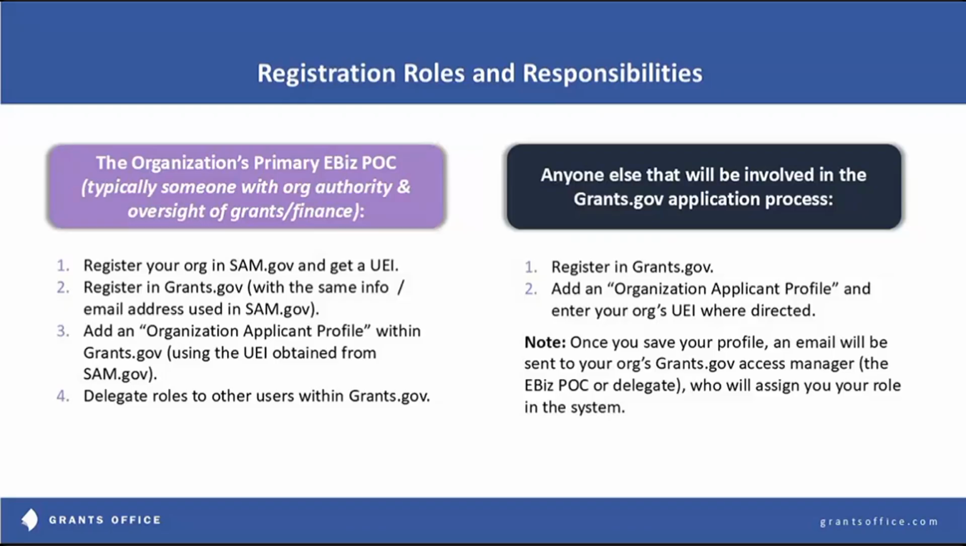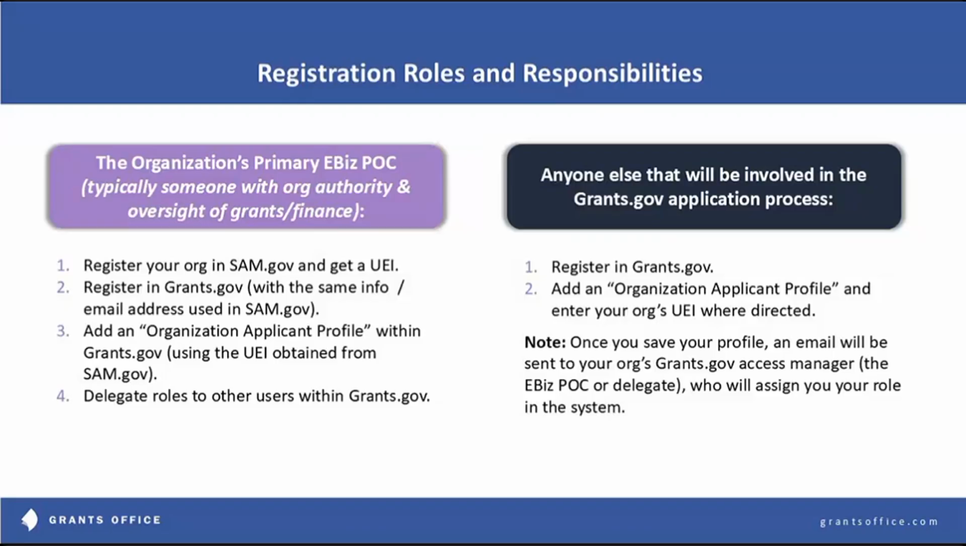The primary eBiz POC can then delegate roles to other users within Grants.gov, assigning permissions such as workspace management or application submission. If you are not your organization's primary eBiz POC but will be involved in the Grants.gov application process, you will still need to register in Grants.gov. During registration, you should then add an organization applicant profile and enter your organization's UEI to ensure your account is properly connected to the organization. And this is important. Be certain to select organization applicant profile and not individual applicant profile when given the option if you will be working on an application on behalf of an organization.